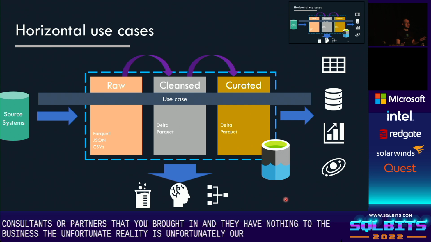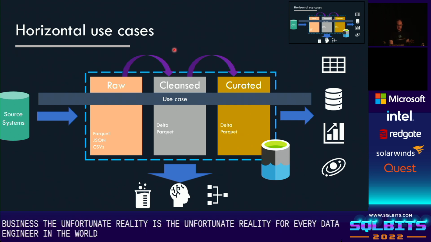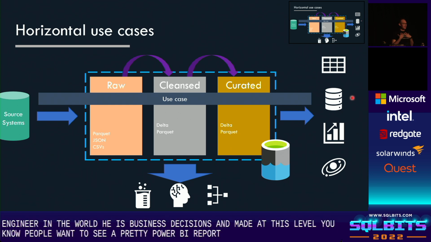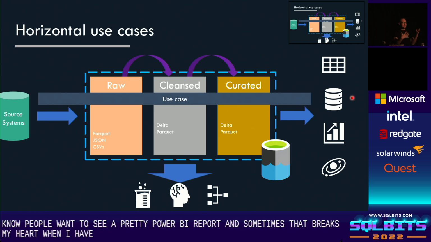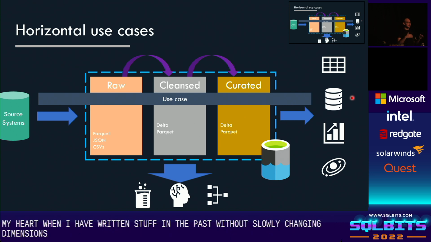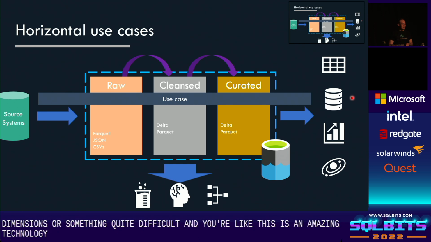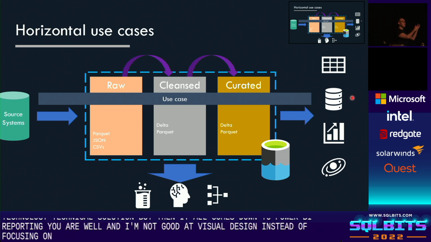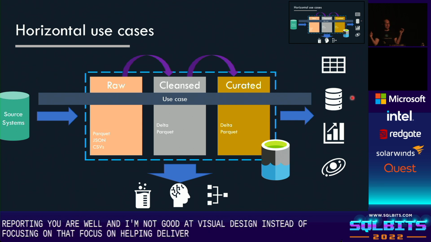The unfortunate reality for every data engineer in the world is business decisions are made at this level. People want to see a pretty Power BI report. And sometimes that breaks my heart when I've written stuff in the past about slowly changing dimensions, or we've had to handle something quite difficult, and you're like, oh, this is an amazing technical solution. But then it all comes down to the Power BI report, and I'm not good at Power BI. I'm not good at visual design. So instead of focusing on that, focus on how you can deliver a horizontal use case.